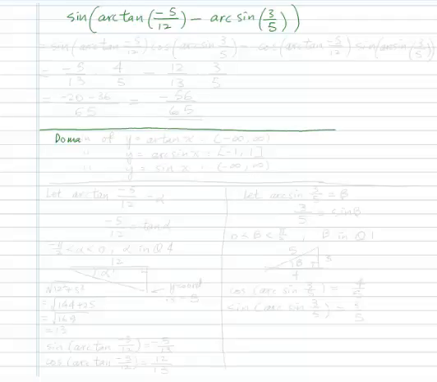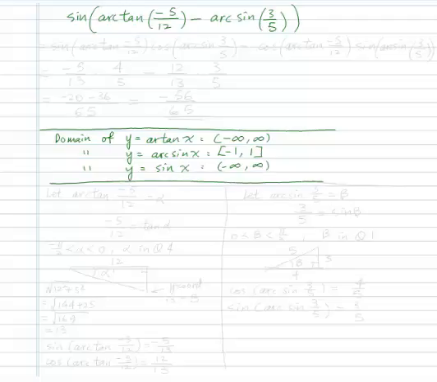The domain of y equals arctangent of x is all real numbers. And the domain of the arcsine function is from -1 to 1, including the endpoints. And the domain of the sine function is all real numbers. So our value is defined.